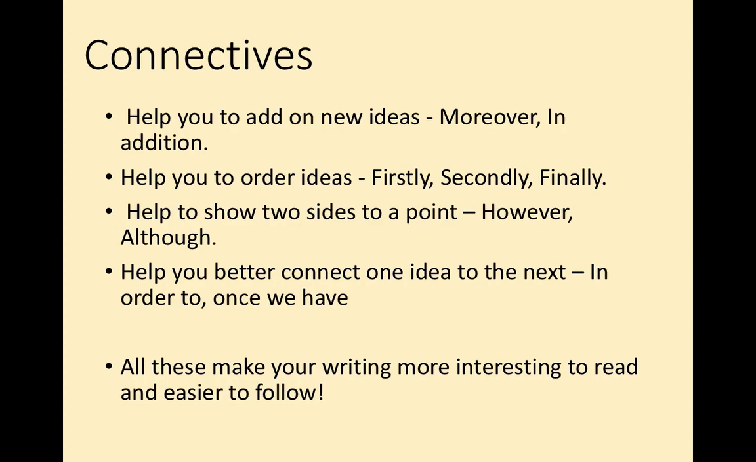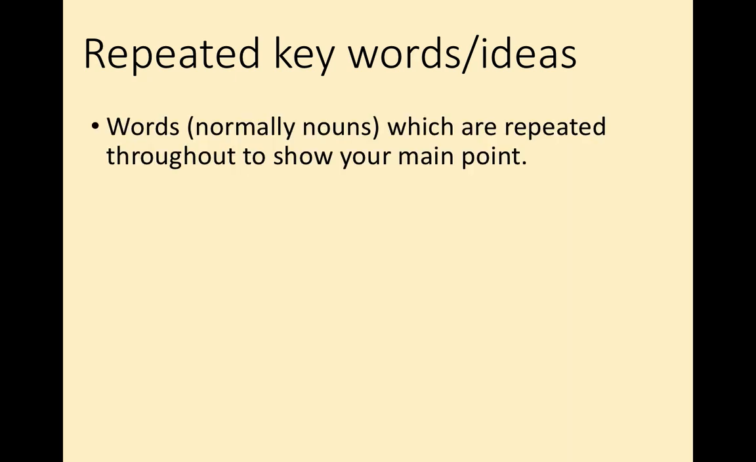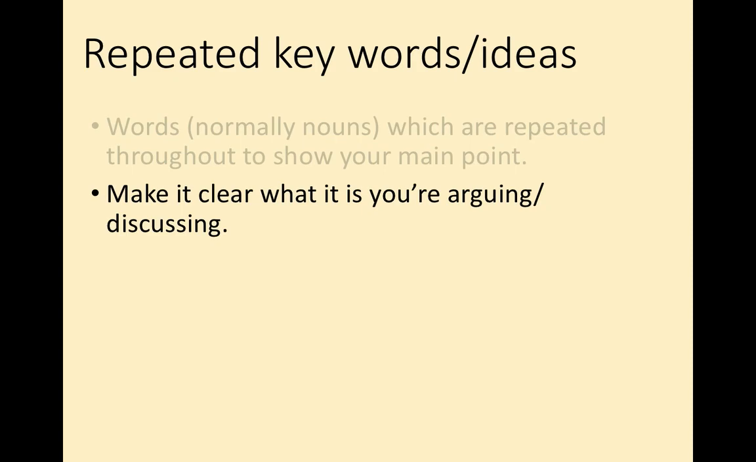So let's move on to the next cohesive device on our list, and that is repeated keywords and ideas. These are words, normally nouns, so things, people, places, which are repeated throughout your piece of writing to show what your main point or your main idea is. These help you to make it clear what it is that you're arguing or discussing, because you keep coming back to this main idea.